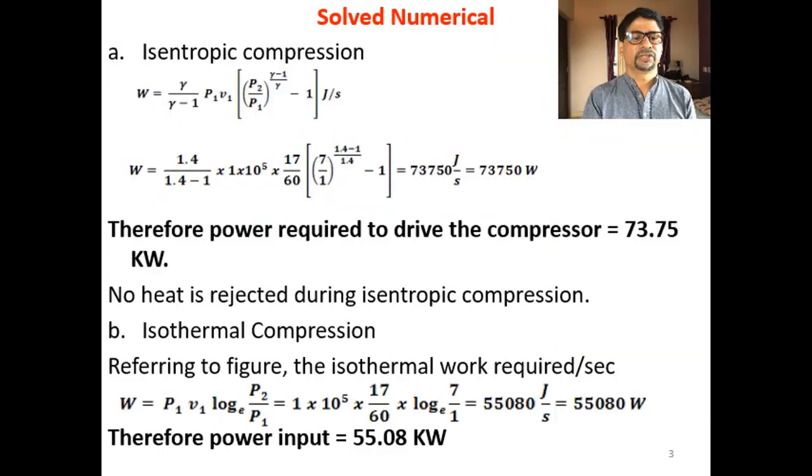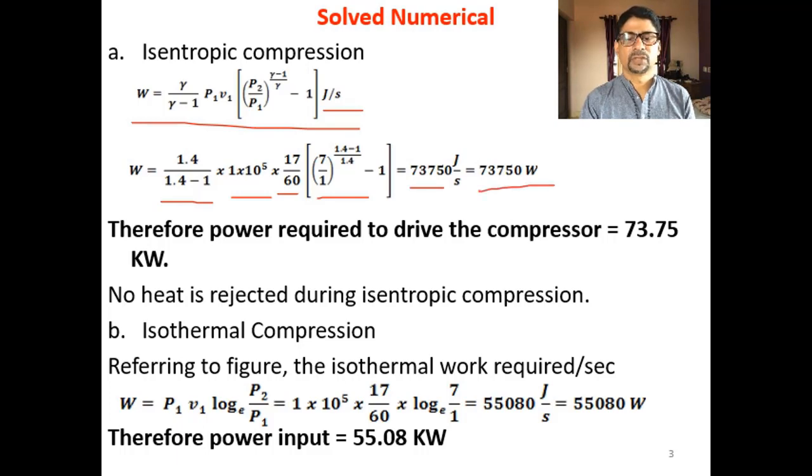So for isentropic compression, the formula is W is equal to gamma by gamma minus 1 P1 V1 bracket P2 by P1 to the power gamma minus 1 by gamma, minus 1, in joules per second, provided P should be substituted in Pascal. So gamma is 1.4, P1 is 1 bar, that is 1 into 10 to the 5 Pascal. V1 should be substituted in meter cube per second, so 17 by 60. This is the pressure ratio 7 by 1 to the power gamma minus 1 by gamma, minus 1. So you'll get it as 73750 joules per second or 73750 watt, which is also equal to 73.75 kilowatt.